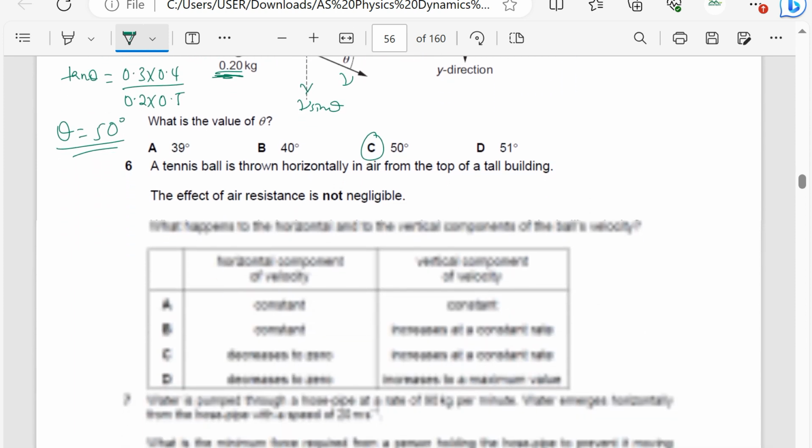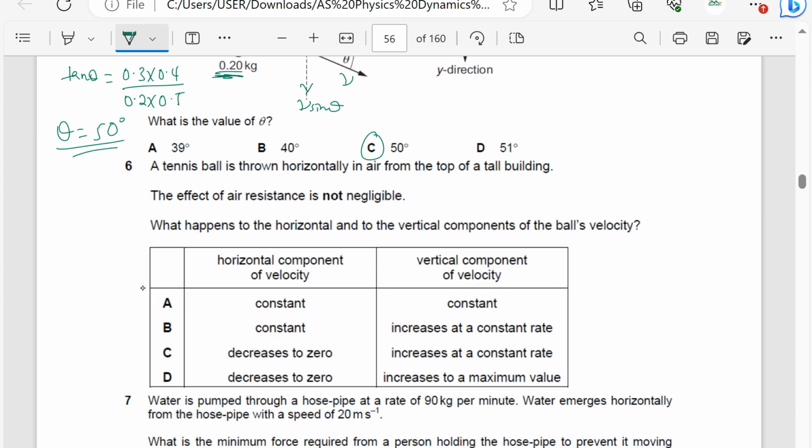A tennis ball is thrown horizontally in air from the top of a tall building. The effect of air resistance is not negligible. So it means if the effect of air resistance is not negligible, the acceleration decreases to 0. It decreases to 0. That means the velocity tends to a constant value. The velocity increases but becomes constant with time. What happens to the horizontal and to the vertical components of the ball's velocity?